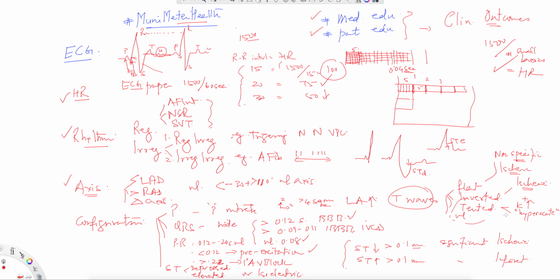And a tented T wave normally means that the potassium is very high, and sometimes they are hyperacute because of either an ischemia or an infarct. So it could be either. They could manifest either ischemia or infarct. Sorry about that little scribble there. But ischemia and infarct could also be a cause of the tented T wave.